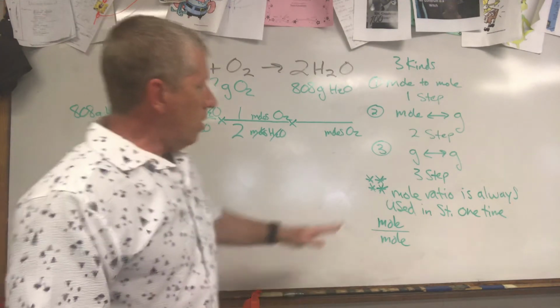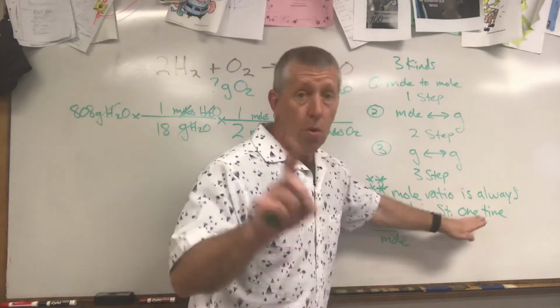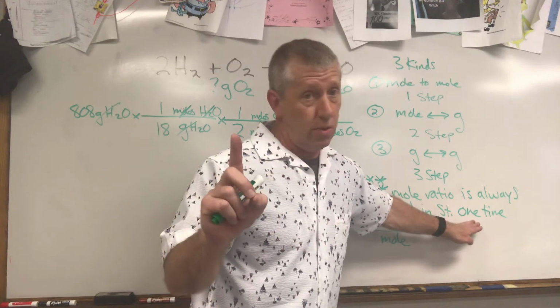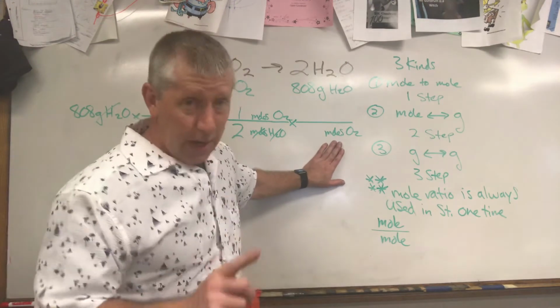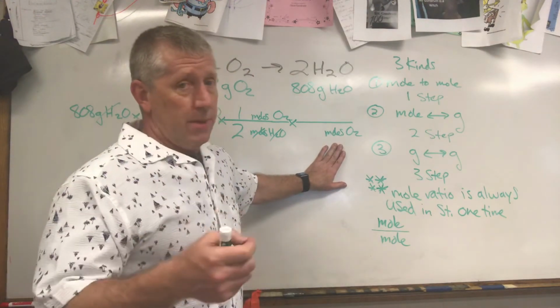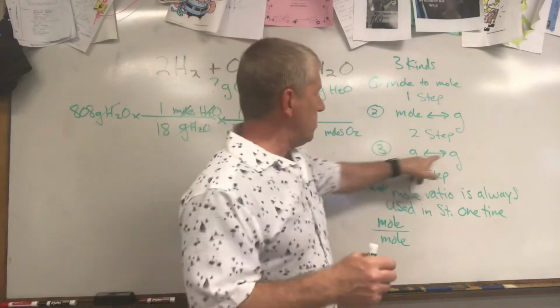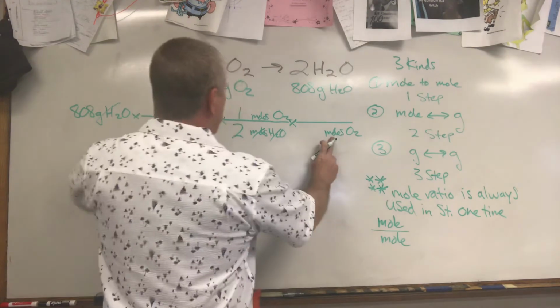All right, mole ratio is always used in stoichiometry one time. So we've used it. Now I have another mole ratio. Even though moles is on the bottom here, you are not going to put moles on the top. If you don't put moles on the top, what do you have to put on the top? It's a three-step. It's grams to grams. You want to put grams. You can go from moles to grams.